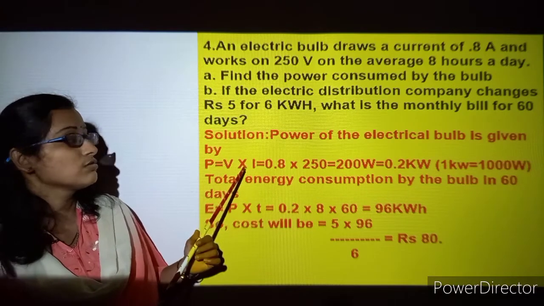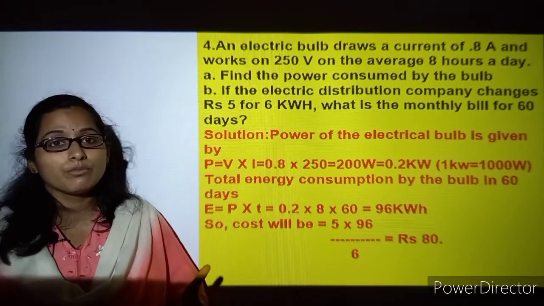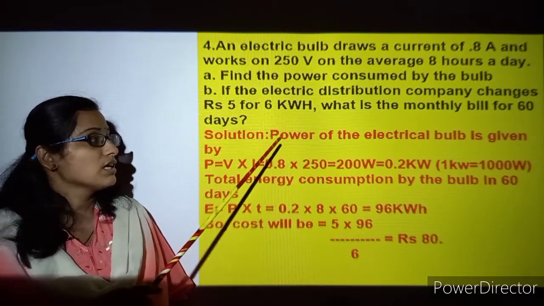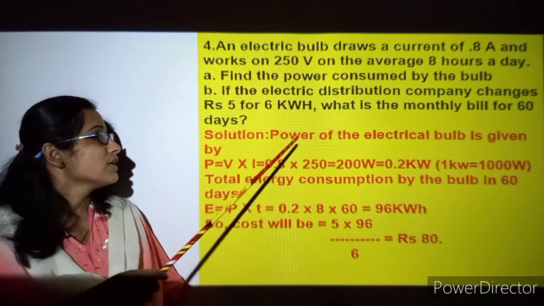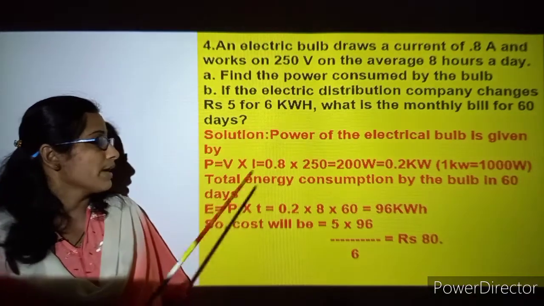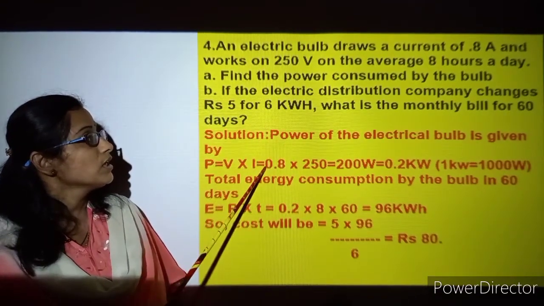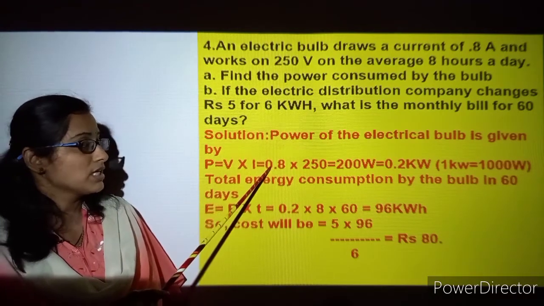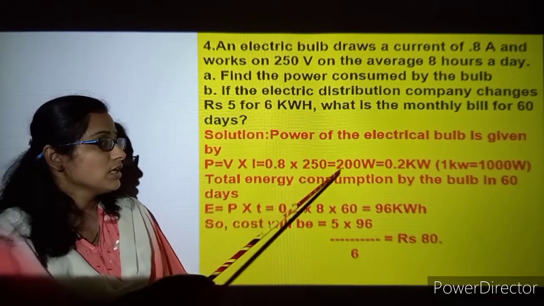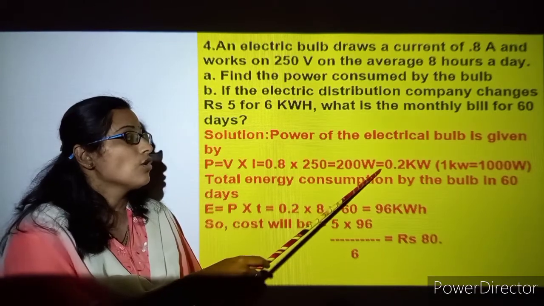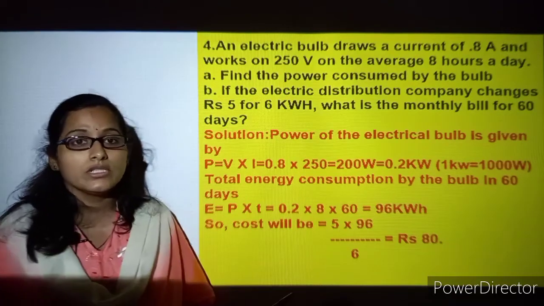First, you need to find how much power is consumed. So let's start with it. Before starting with the problem, you should note down whatever is given, then write certain sentences related to the question, then you can solve the problem. So the power of the electric bulb is given by P is equal to VI. Substituting here, 0.8 into 250, that equals 200 watt, or you can give it as 0.2 kilowatt, wherein 1 kilowatt is equal to 1000 watts.